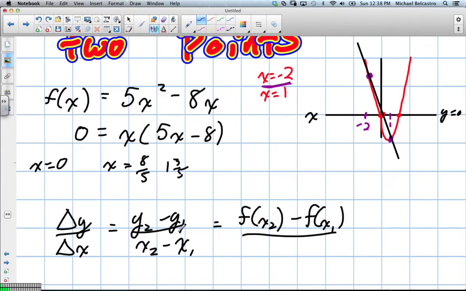Yeah, I like that one. You don't like that one? It's the exact same thing. Yeah. And then x2 minus x1. And all it's really saying is we need to plug these values, x at -2 and x at 1, into this equation to find out what their f at x values are. And then we put it into the slope formula.